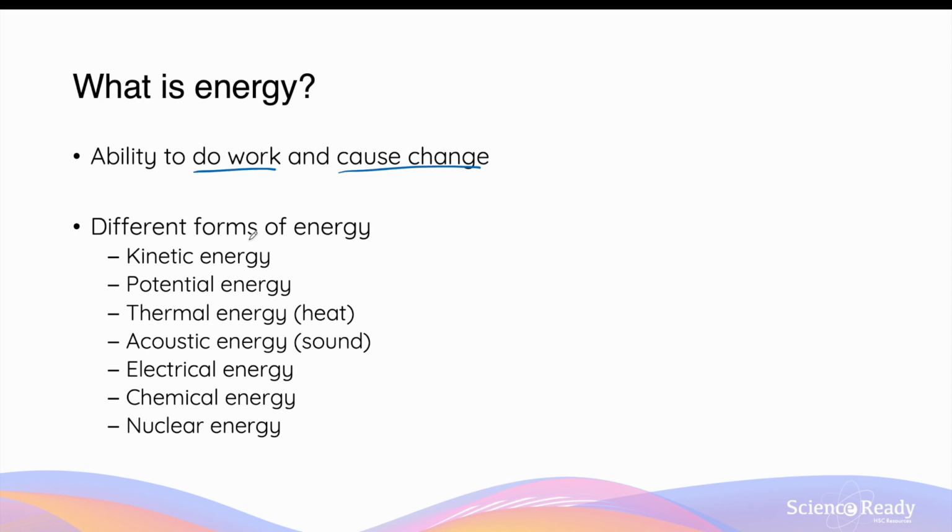Throughout the study of physics, you'll come across different forms of energy, and this includes kinetic energy, potential energy, thermal energy, which is also known as heat, acoustic energy, which is also known as sound, electrical energy, chemical energy, and finally nuclear energy. The similarity among these energy forms is that they're all concerned with the ability to do work and cause changes in the system that they are involved in. In this introduction video, we'll discuss the concept of kinetic energy as well as potential energy.